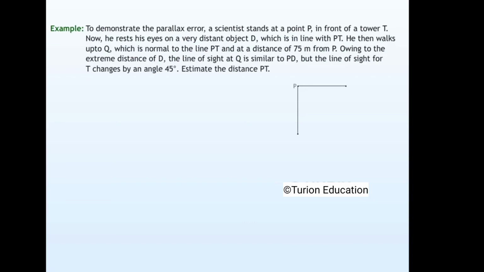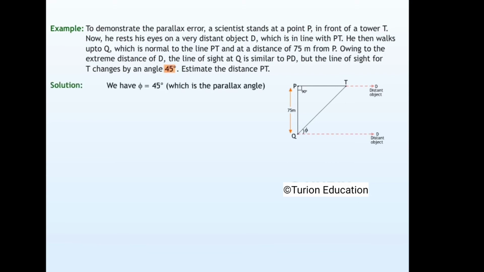To demonstrate the parallax error, a scientist stands at a point P in front of a tower T. Now, he rests his eyes on a very distant object D, which is in line with PT. He then walks up to Q, which is normal to the line PT and at a distance of 75 meters from P. Owing to the extreme distance of D, the line of sight at Q is similar to PD, but the line of sight for T changes by an angle of 45 degrees. Estimate the distance PT.